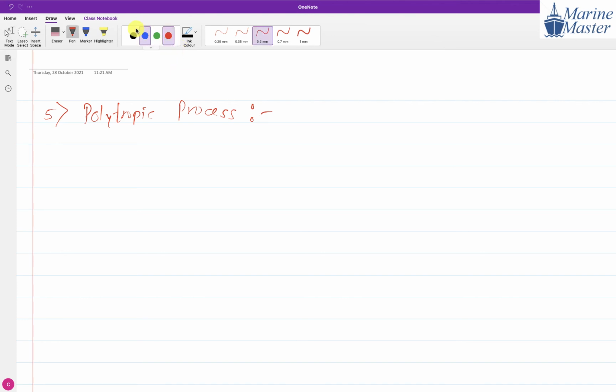Now here, what will be the A point? Condition. What will this condition be? No specific condition. So write down here: we don't have any specific condition.